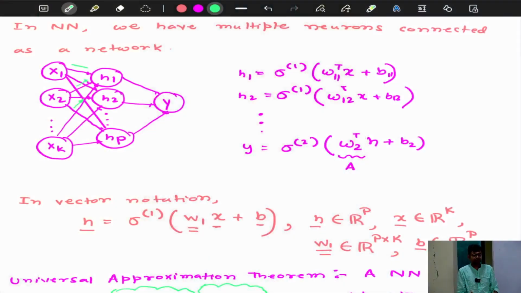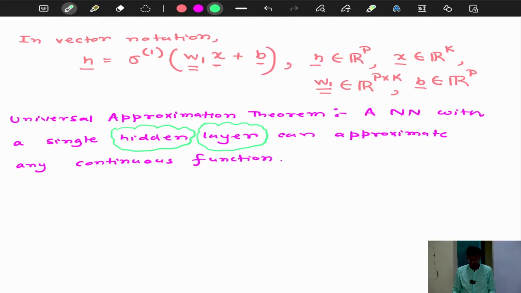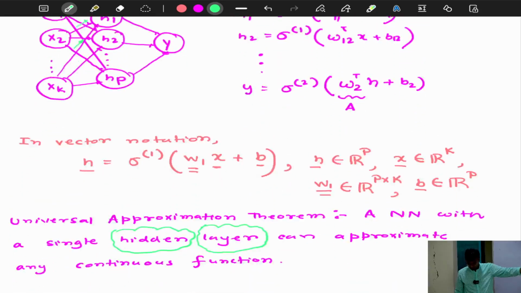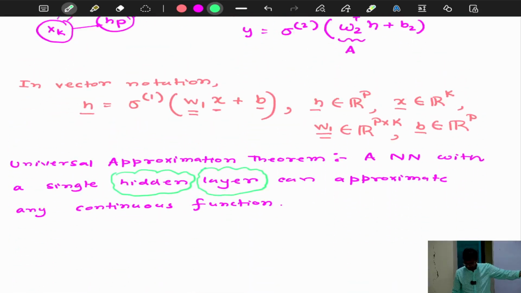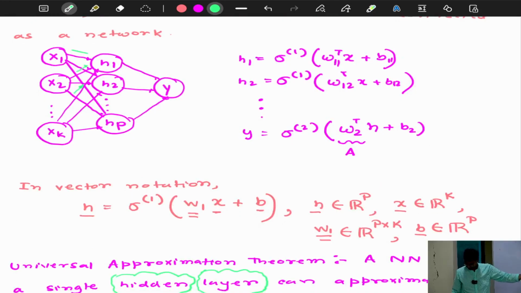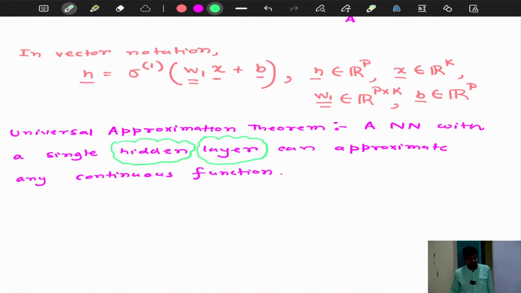So, H is actually hidden and flexible, and that is why you call them hidden layer. So, now this network is a neural network with one hidden layer, right. So, this actually is what this statement is saying. This is a neural network with a single hidden layer, which can approximate any continuous function.